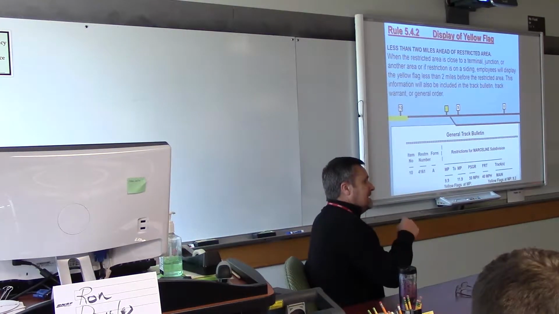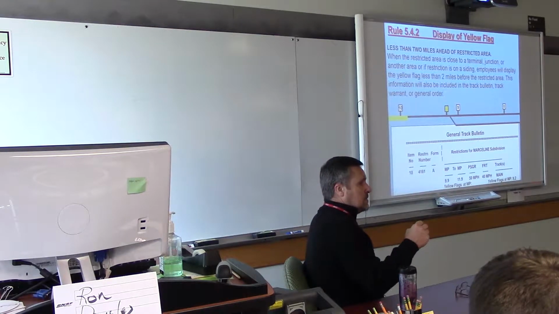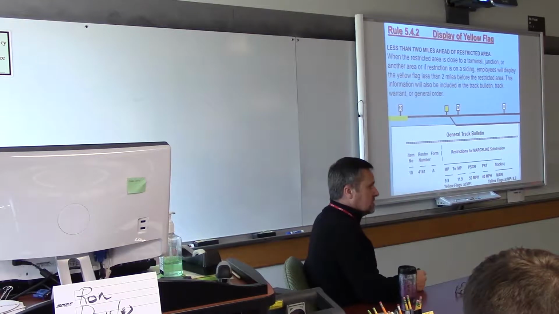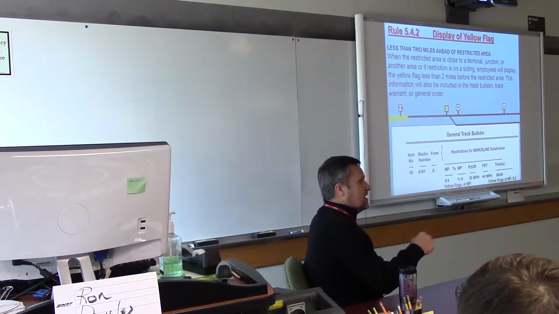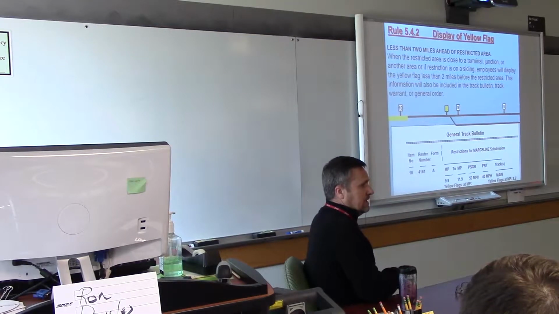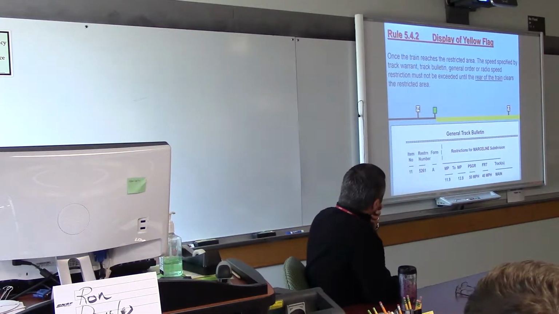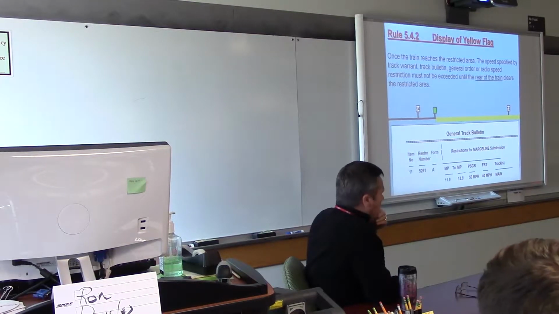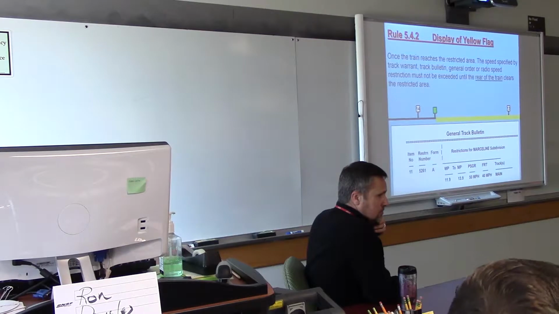So the bottom line to this slide basically is this. They can display the flag short, meaning less than 2 miles. If they do, they have to annotate the exact location on the Form A. Okay? Who's up? Brandon?